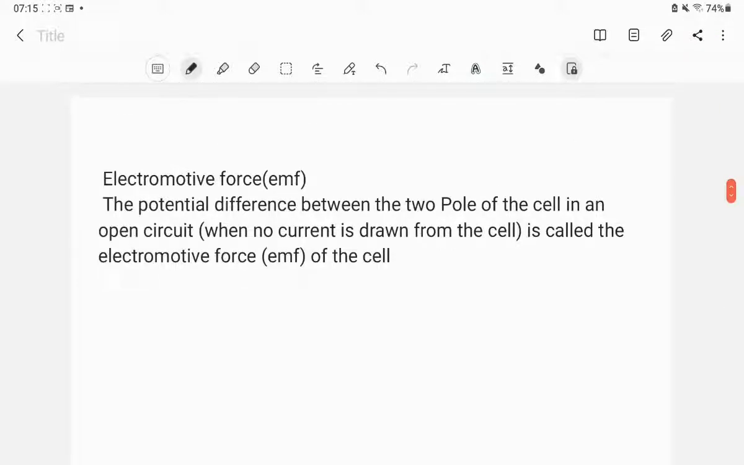And next is electromotive force. The potential difference between the two poles of the cell in an open circuit, when no current is drawn from the cell, is called the electromotive force.